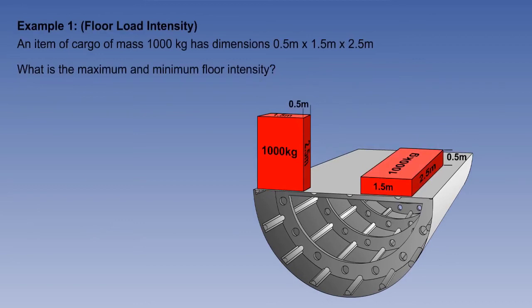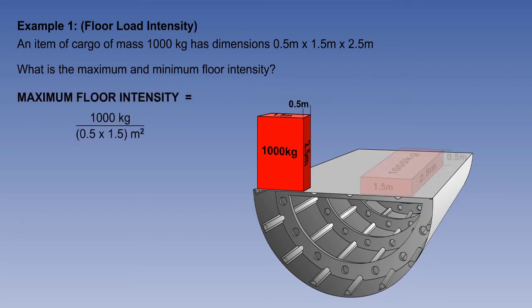To help our understanding of floor area or intensity loading, let us use some values and units in a practical example. Consider an item of cargo of mass 1,000 kilograms with dimensions of 0.5 meters by 1.5 meters by 2.5 meters to be loaded into a cargo compartment. We are required to calculate the maximum and minimum floor intensity.